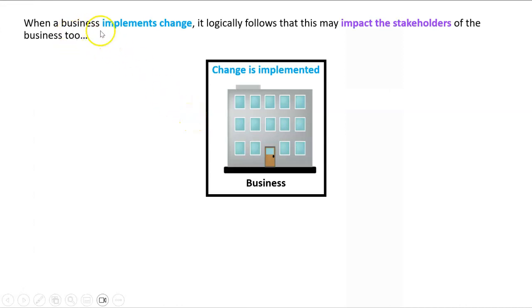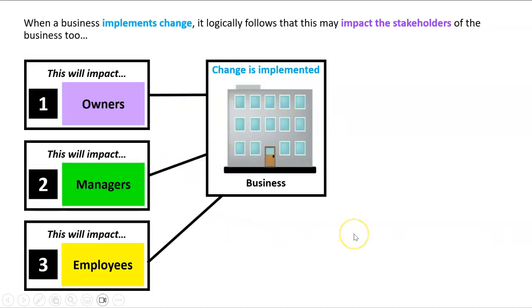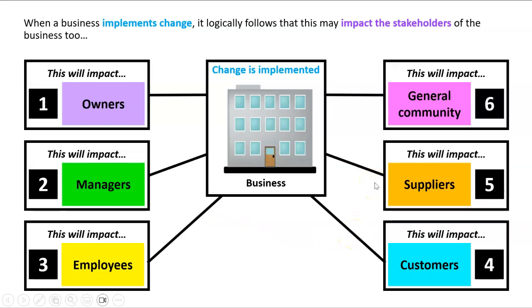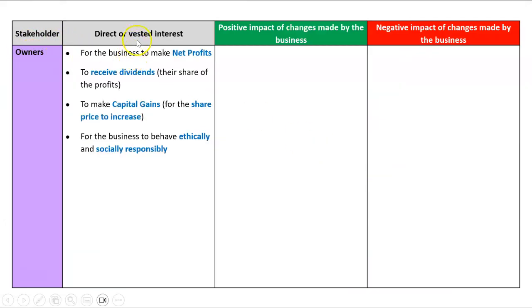So just to refresh, when a business implements change, so here's the business, this topic just says, can you consider the impact on owners, managers, employees, customers, suppliers, and the general community? And all we need to do is just go back and look at for each of these. So we take the owners, what do they want from the business? So they want for it to make profits, receive dividends, and so on.